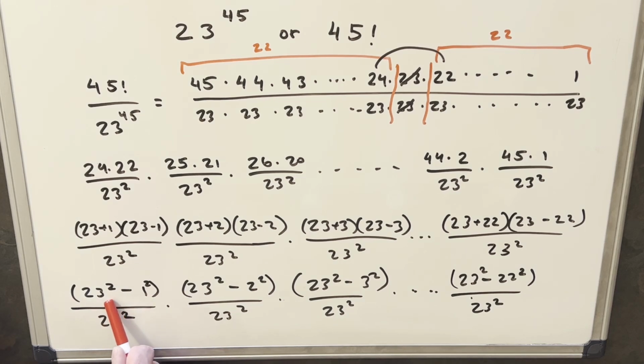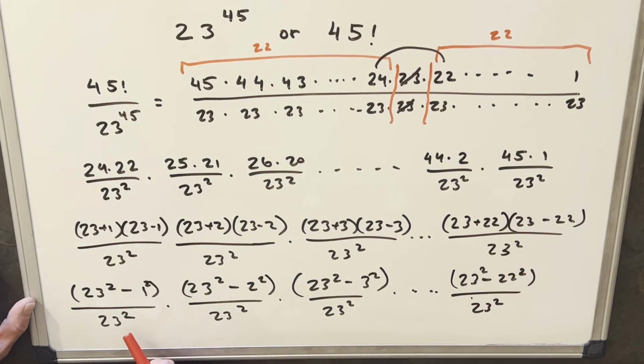But the nice thing about this is if we look at this 23 squared minus 1, this first term is we have 23 squared and we're subtracting from it. This has to be less than 1. But again, for the second term, we're subtracting 4 from 529. So this is less than 1. 529 minus 9, this is going to be 520 over 529. This is less than 1. We already went over this one. This is just 45 over 529. So this is less than 1.